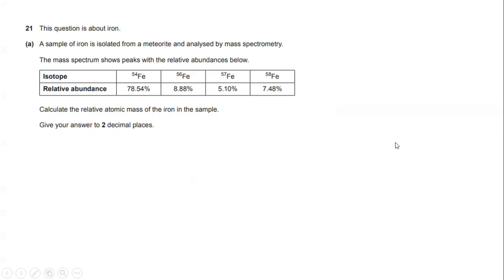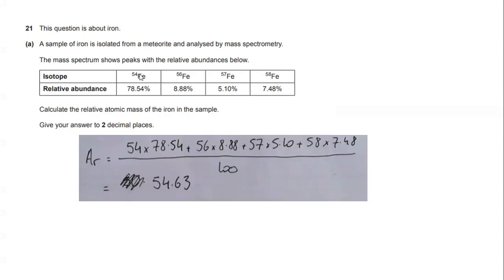So the first question is about iron and its isotopes. They give you the abundance of each isotope, so you had to use the relative isotopic mass of each isotope and their abundance to find the average, or the relative atomic mass. So make sure you use your calculator correctly, and you have to multiply 54 by 78.54, etc. Don't forget to divide by 100, and you should find 54.63.